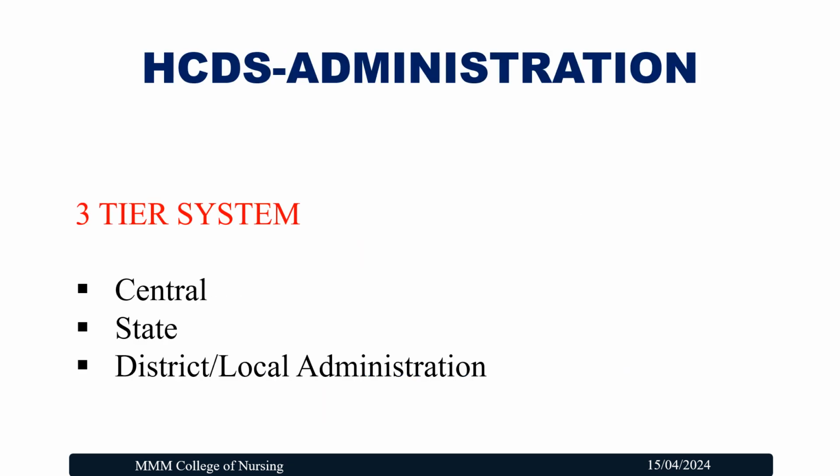What is the three-tier system in healthcare delivery system? This administration starts from the central, state, and the local administration, which is called district. These three steps, or three places where we are planning the healthcare delivery system, are called the three-tier system.